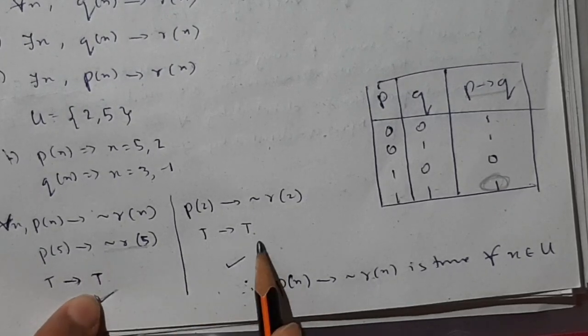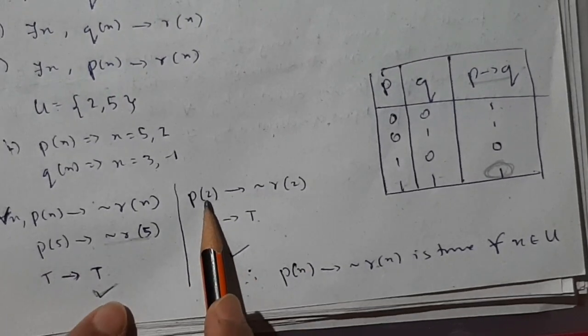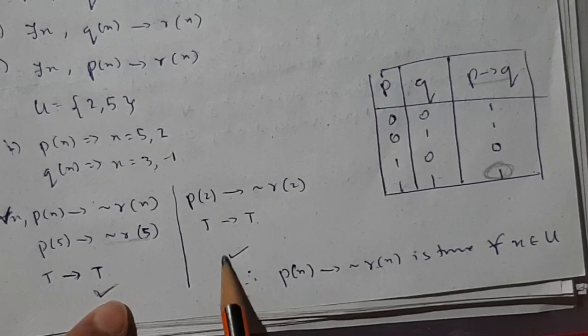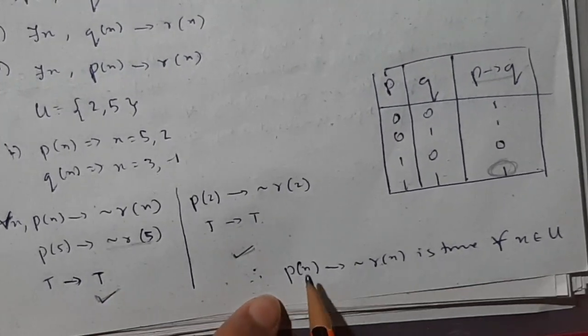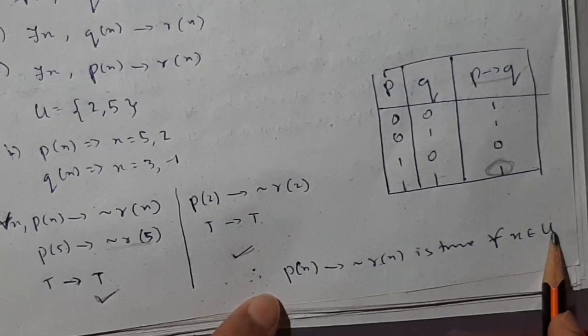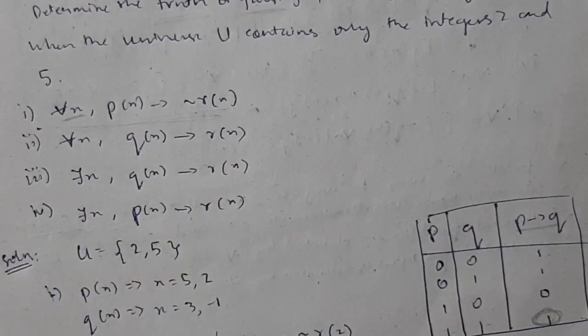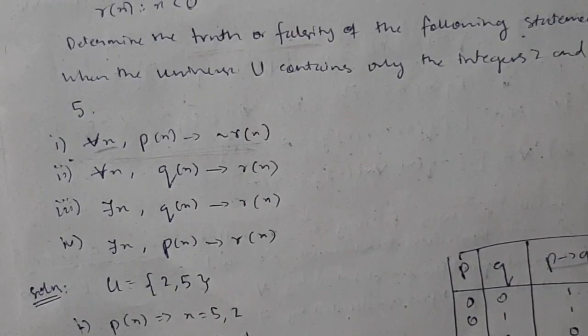Now similarly we will test for 2 here. When we put 2 here also, we will get true conditional true. So in both the cases this argument is valid. So this is true for all x belongs to U. For both the values this statement is true. Similarly the next question is this.